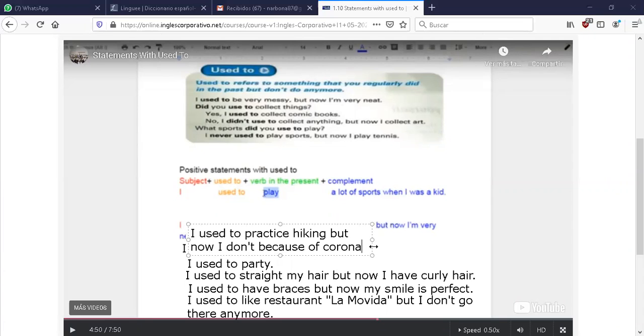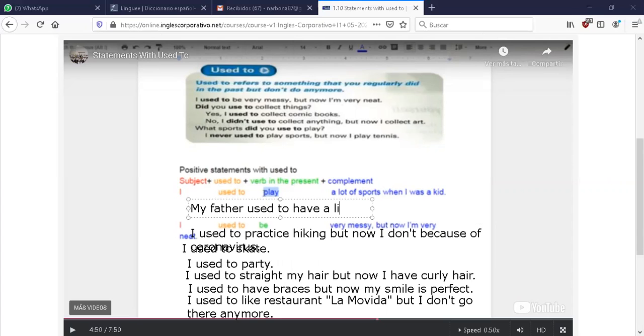Nice example. Now, we can also talk about other people. For example, my father used to have a library. Mi papá solía tener una librería. My brother used to be in the army. Mi hermano estaba o solía estar en el ejército. So we can also talk about other people. Any questions so far?